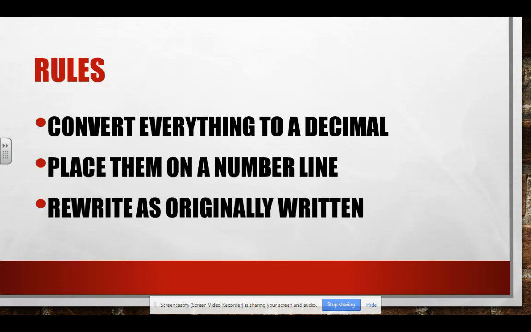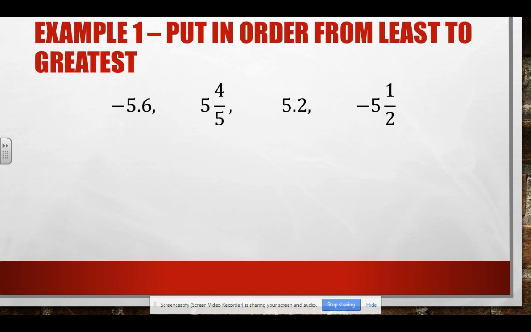So if we were given a fraction to begin with, when we compare and order them and we rewrite them in either greatest to least or least to greatest, we're going to rewrite them the way that they were originally written as a fraction. So our first example, it asks us to put these numbers in order from least to greatest. Notice that we have decimals, we have fractions, we have positives and negative numbers, and we've got to be able to put them all in order from least to greatest.